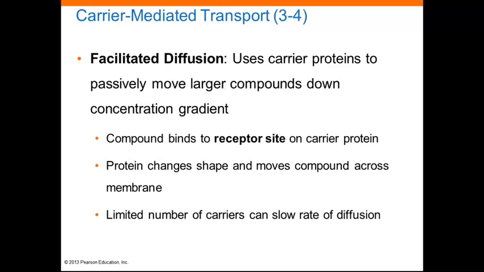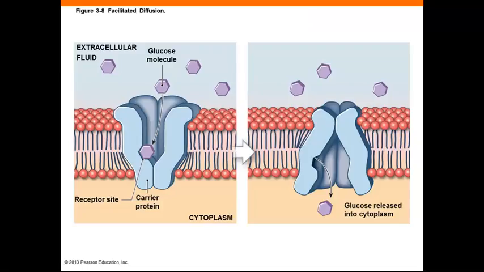So what happens is you have a compound that'll bind to a receptor site, some little niche or pocket or trigger on a carrier protein, and then that protein will change its shape, and by doing so will shuttle or move this compound across the membrane. So it's facilitating this diffusion to occur. However, there's a limited number of carriers, and this can be the only limitation on the rate of the diffusion. So however many carriers are available is how fast that diffusion can occur.